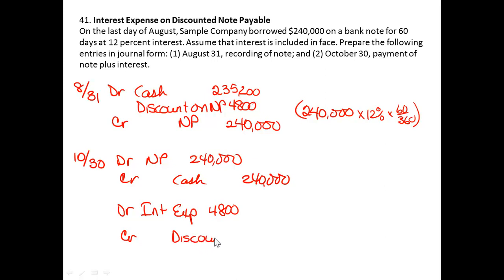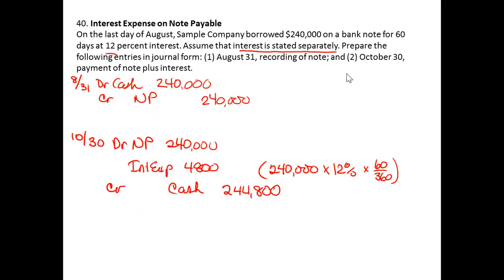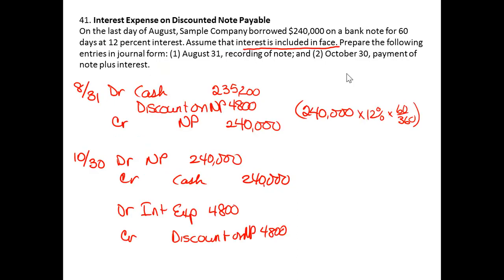So notice we're just renaming discount interest. And why? Because time has passed. So notice that this interest is included in the face, or it's called a discounted note payable. Contrast that with the note payable, where interest is stated separately. The two approaches.